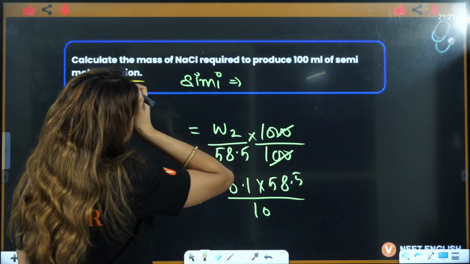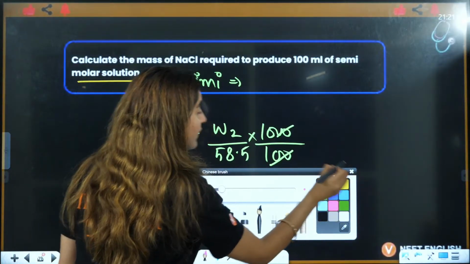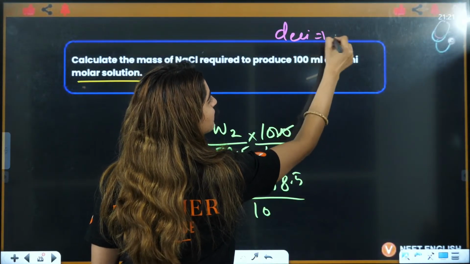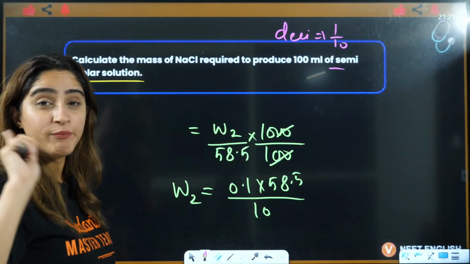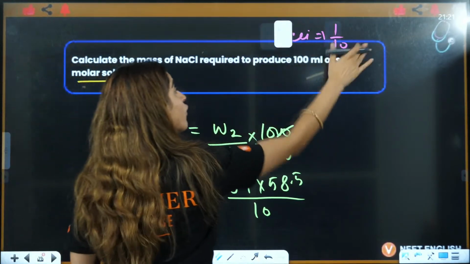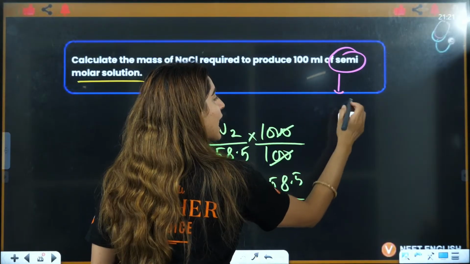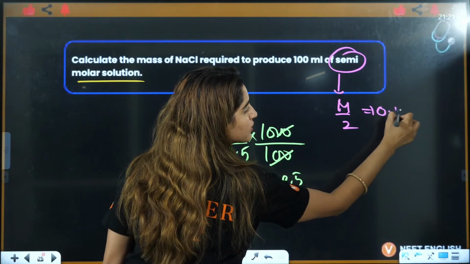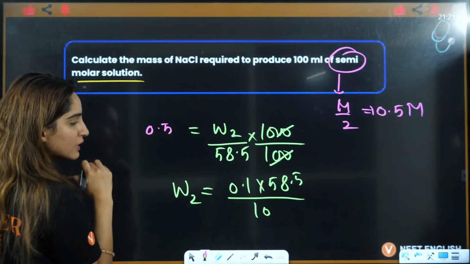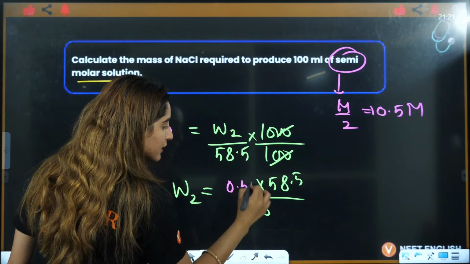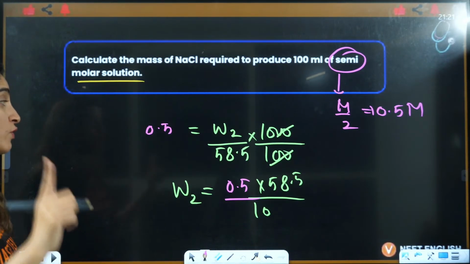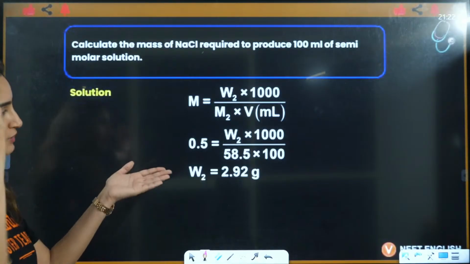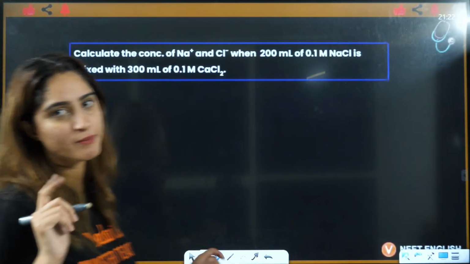Deci was 1 by 10. I'm so sorry. Deci was 1 by 10. Centi was 1 by 100. And milli was 1 by 1000. Semi was 0.5. So sorry, semi was m by 2. So that's why it will be m by 2, that is 0.5 molar. Then here you will have 0.5, and that's how you will get the answer, right? Semi was 1 by 2. Half of this, like when you talk about semisphere, hemisphere, that is half of that, right? Deci was 1 by 10, right?